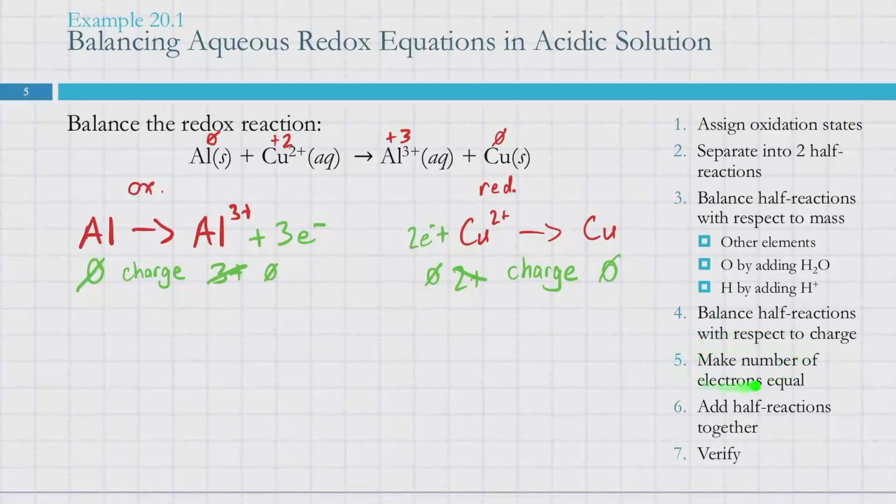And then for step 5, we want to make the number of electrons equal. So we've got 3 electrons in our aluminum reaction. We've got 2 electrons in our reduction half reaction. What number can we get both of those to? 6. Yeah, we can get them both to 6. So 3 times 2, 2 times 3. So we're going to multiply these reactions. All the coefficients get changed in order to get our electrons to 6.